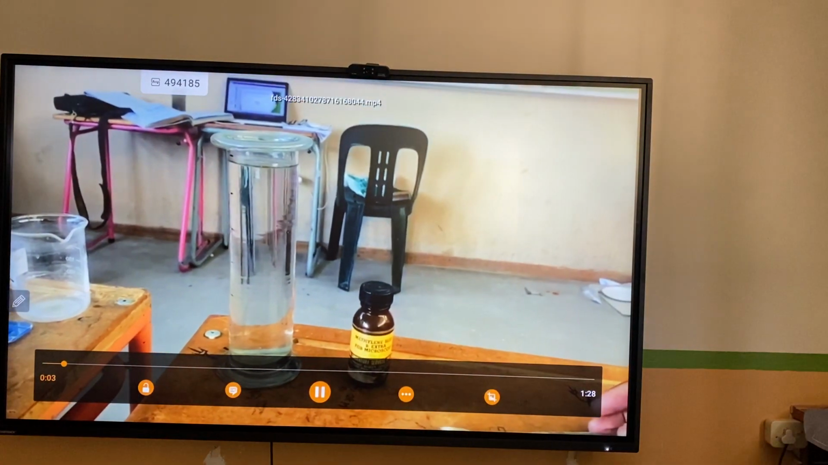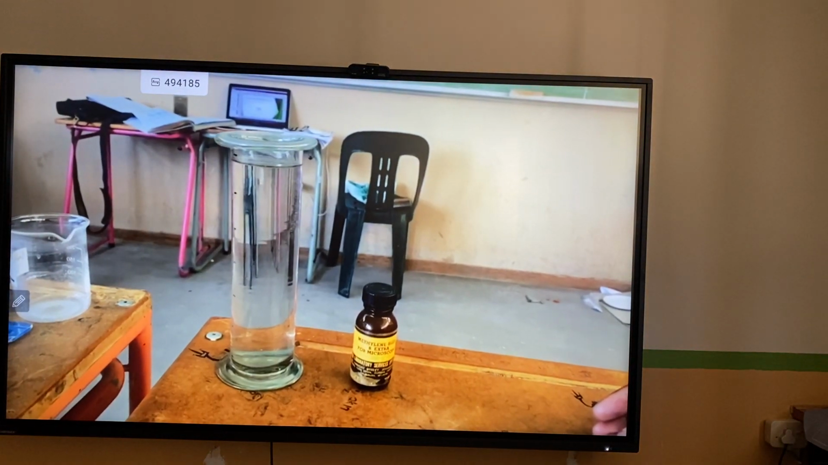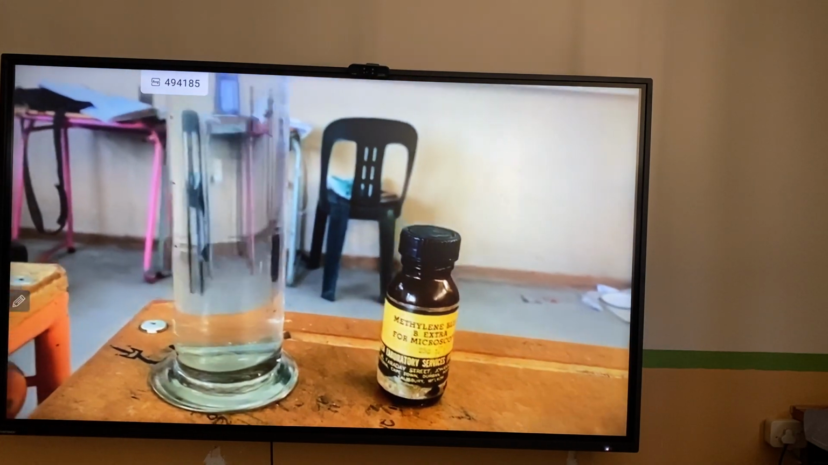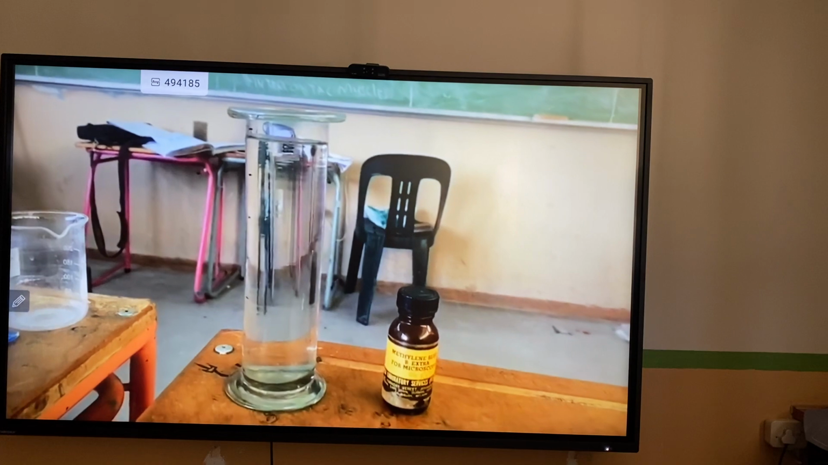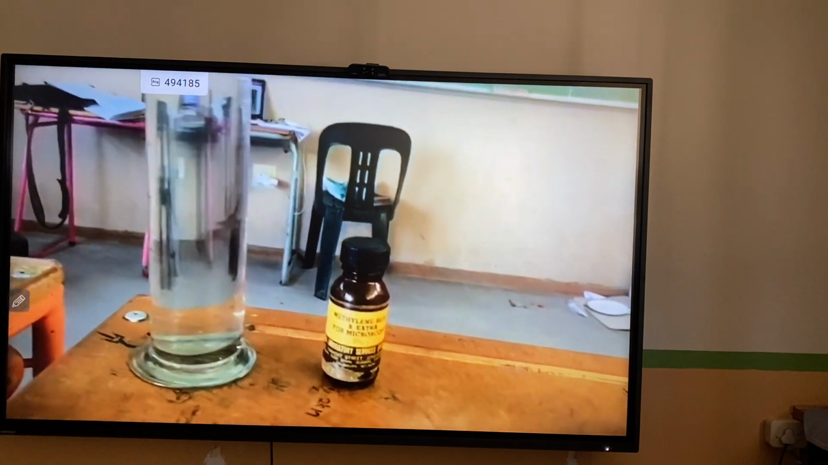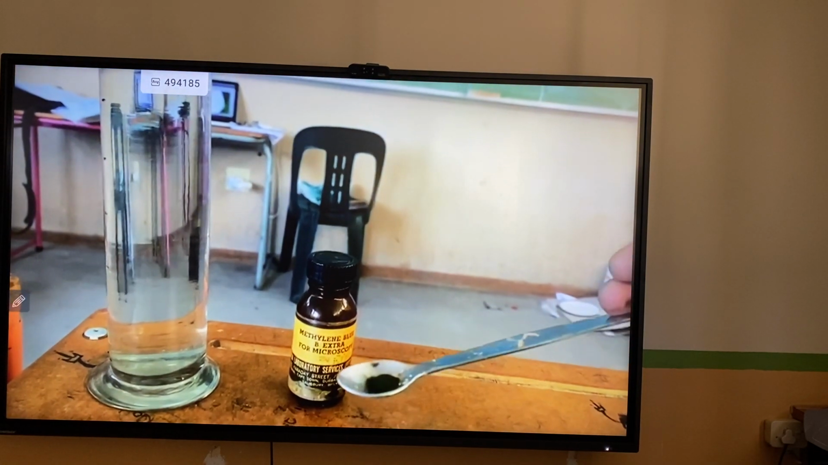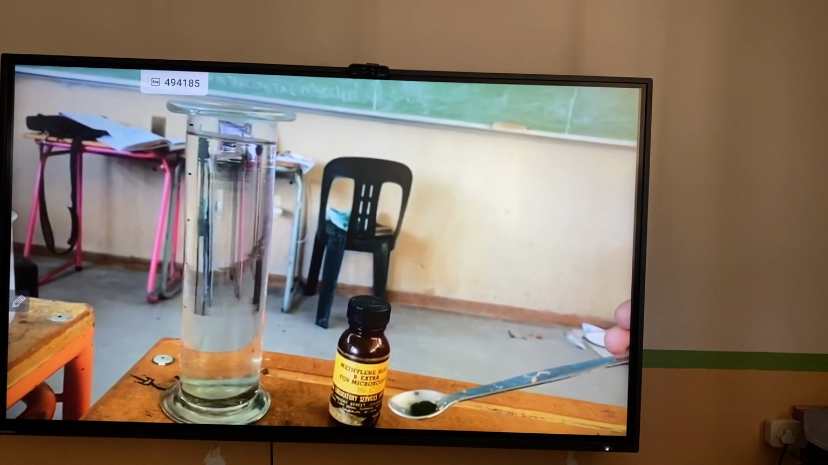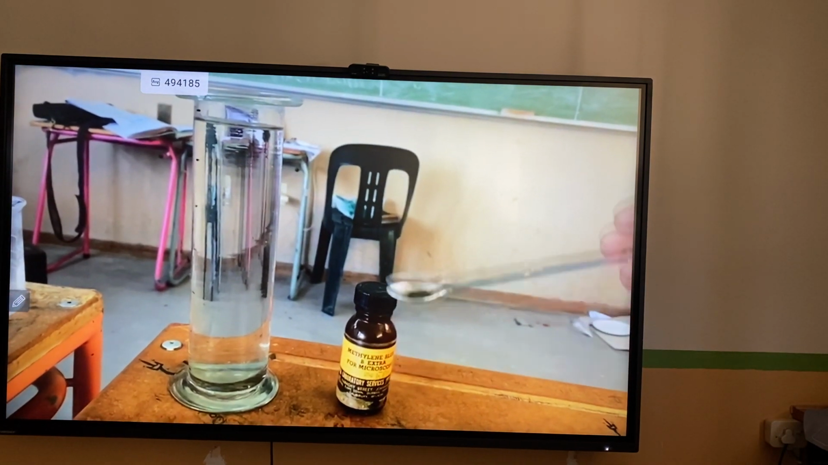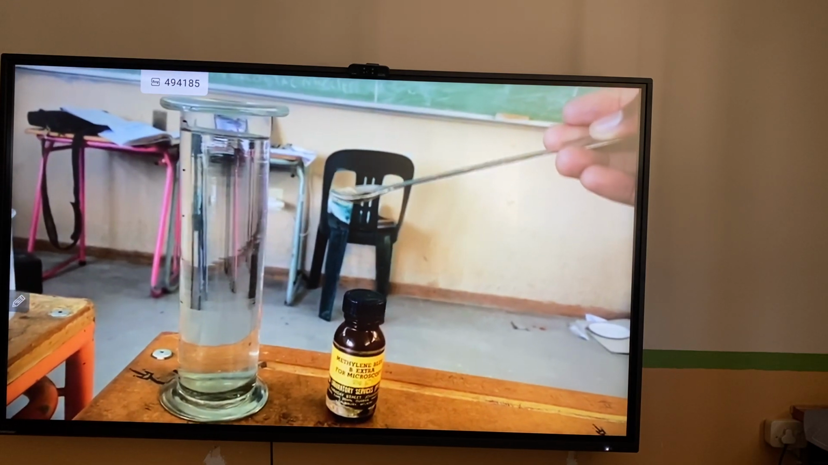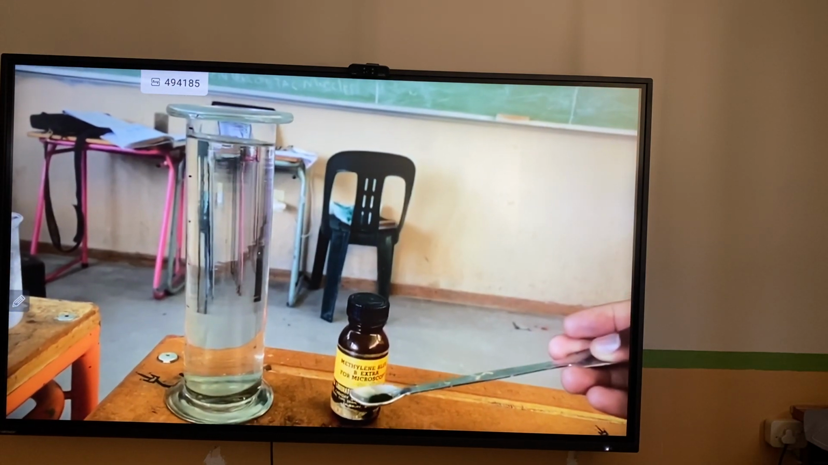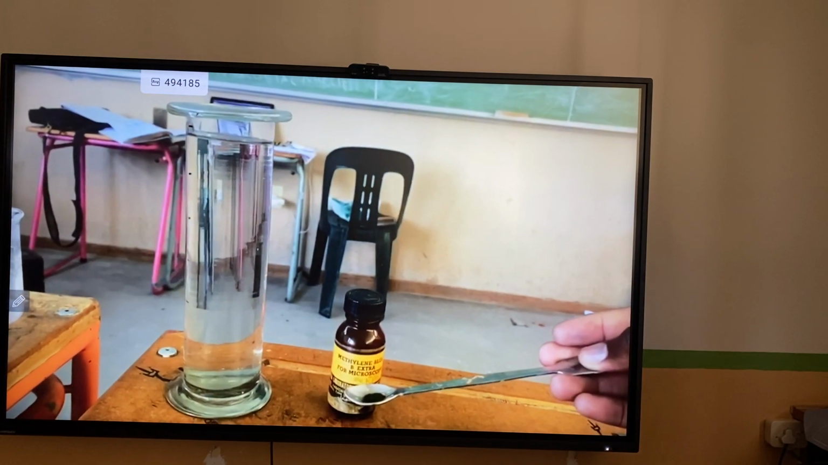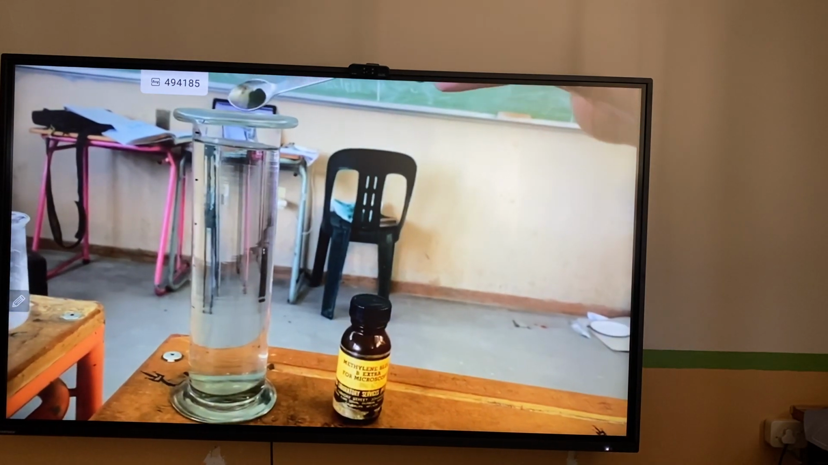Alright, we are going to investigate how methylene blue, when crystals of methylene blue are dropped in water, can move from a region of high concentration, the region where it was dropped, to the rest of the glass tube. That is the region of low concentration. Okay, let's begin.